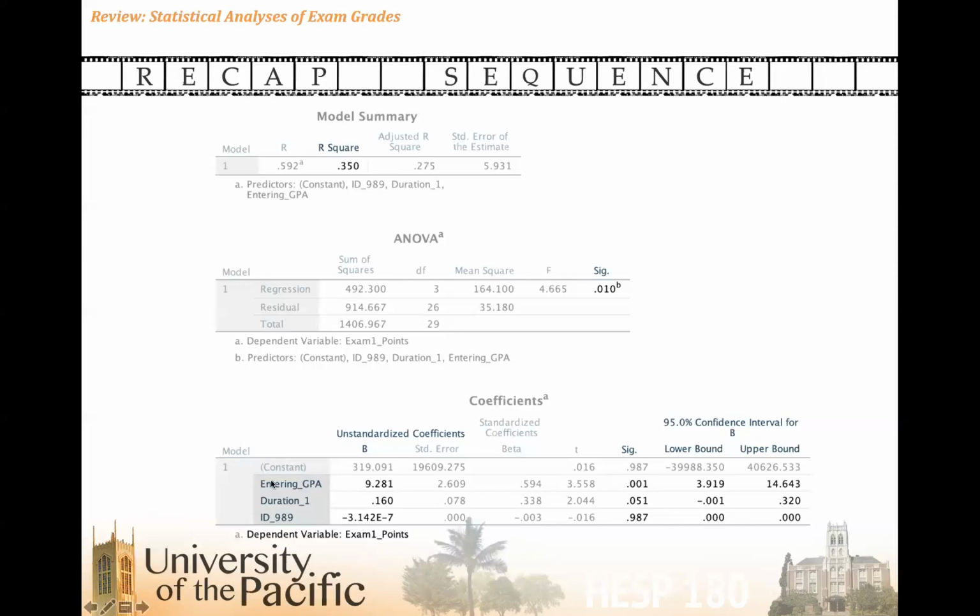Entering GPA, this value, this unstandardized beta, is holding constant duration spent on Canvas and your 989 number, but who cares? I put this in there to show it doesn't matter. This stuff seems to matter, right? So the duration spent studying has a marginal effect. With each additional hour you spent on Canvas, that doesn't mean studying, it just means you were logged in, this happens to your grade. It goes up 0.16 percentage points. So go spend 10 hours studying and your grade goes up a tiny bit.